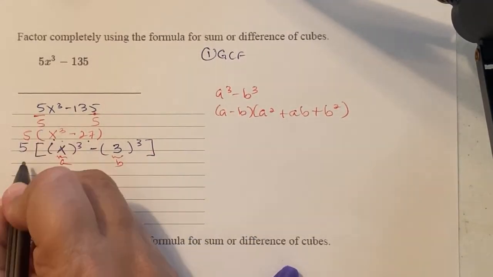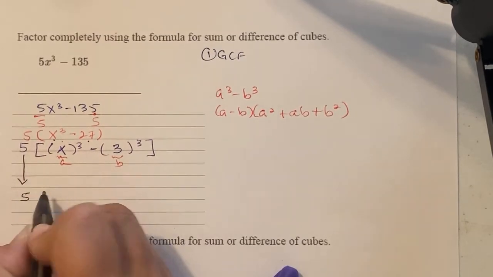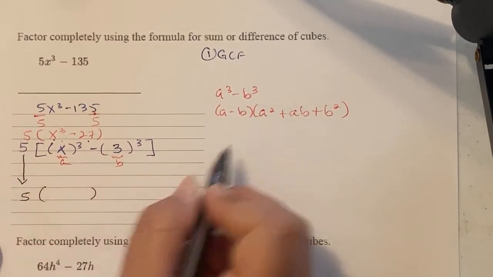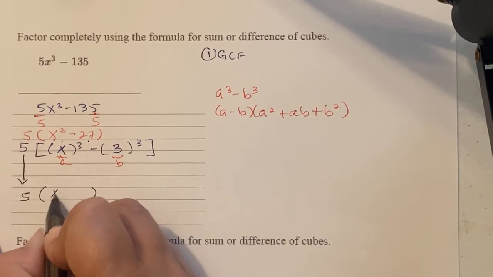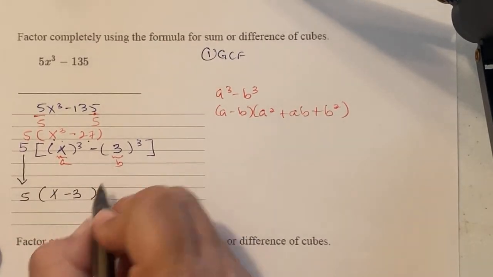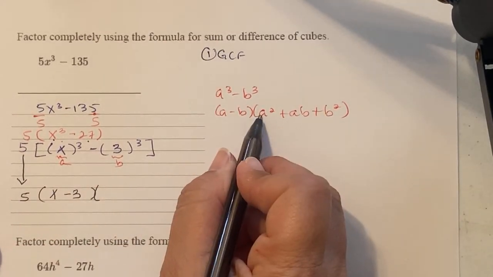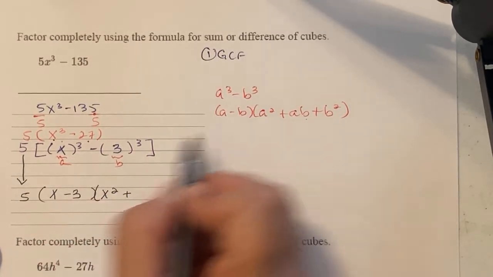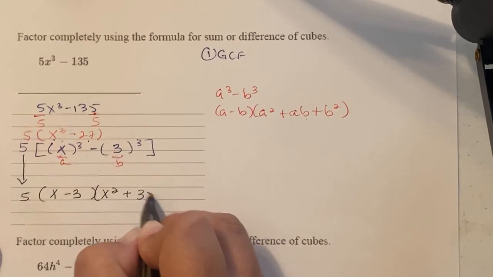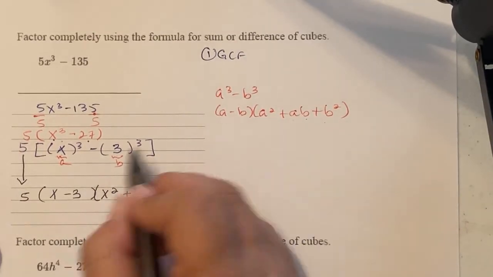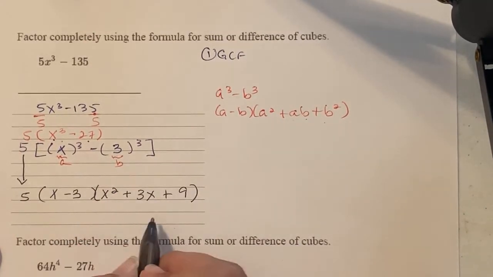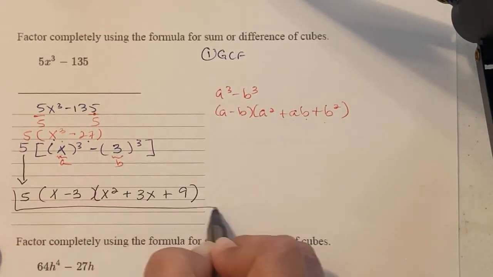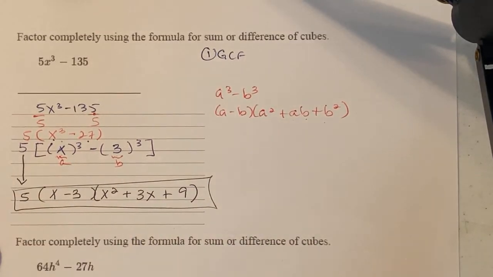The 5 does not go away, it just slides down. So if we're looking at our situation of a minus b, x minus 3. It says a squared, so x squared. Plus, it says a times b, well, x and 3 is 3x. Plus b squared, well, 3 squared is a 9, and we're finished. So this is what it factors out to be.